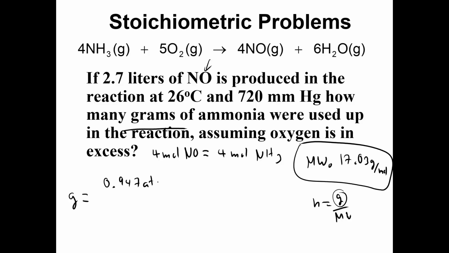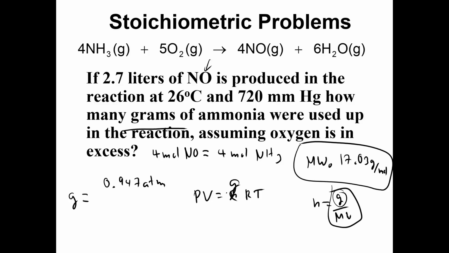0.947 ATM, right? Forget that. Let's just do the algebra. PV equals nRT. We take this and substitute it. Okay, so this is coming out.